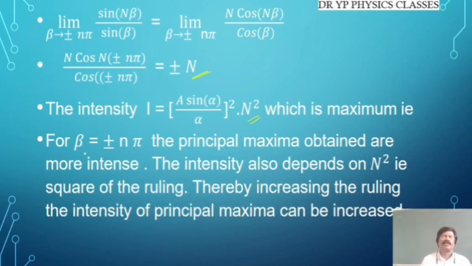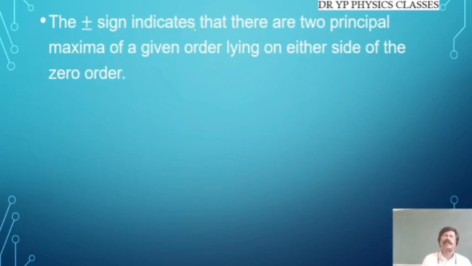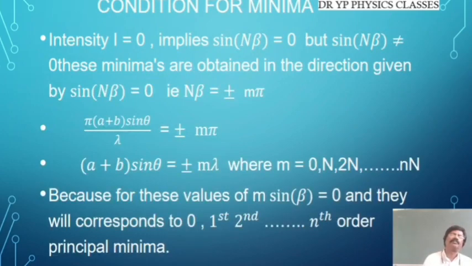This is the maximum. That is, for beta equal to plus or minus n pi, the principal maxima obtained are more intense. The intensity also depends on n square, that is the square of the number of rulings. Thereby, by increasing the rulings, the intensity of the principal maxima can be increased. The plus or minus sign indicates there are two principal maxima for a given order lying on either side of the zero order. So we have the diffraction pattern on either side of the central maxima.